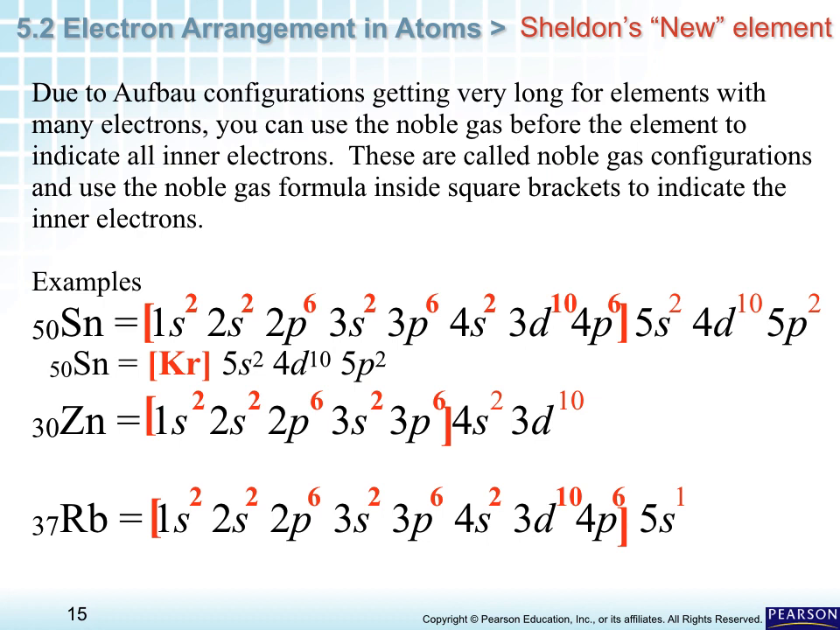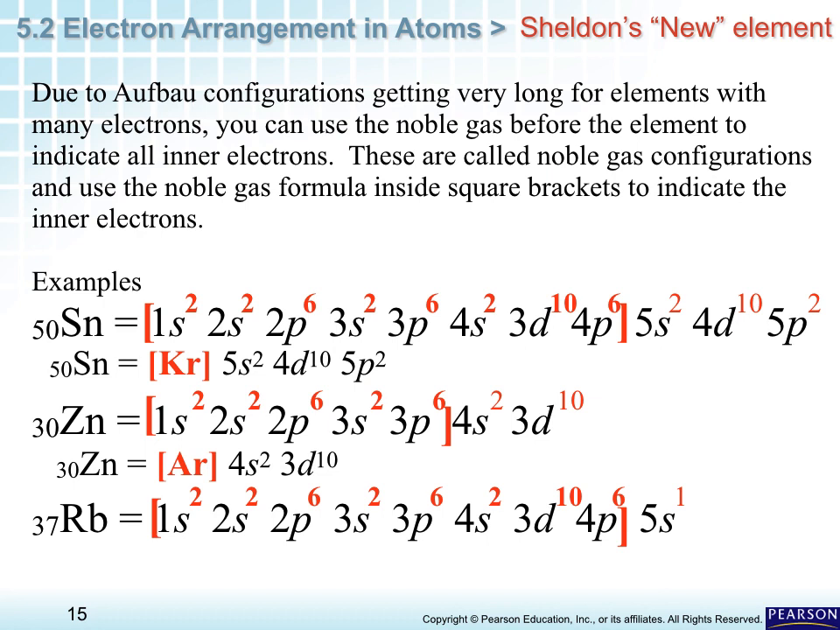I can do the same thing with zinc. Zinc is in the fourth row, and if you do 2 plus 10, that's the 12th column. So instead of having to write 1s2, 2s2, 2p6, 3s2, 3p6, we say that argon, which is number 18, the noble gas before zinc, will be Ar, and then 4s2, 3d10, because that's the fourth row, the 4s and the 3d. The 4s and 3d, 2 plus 10 is 12.